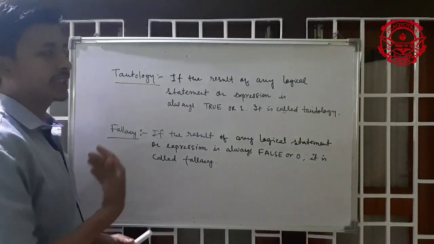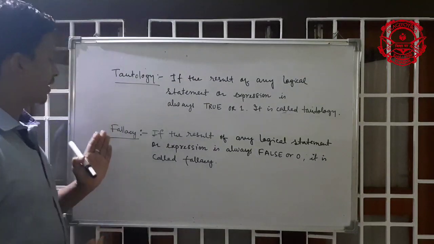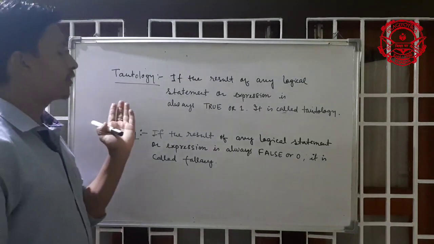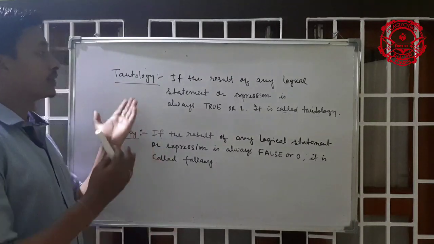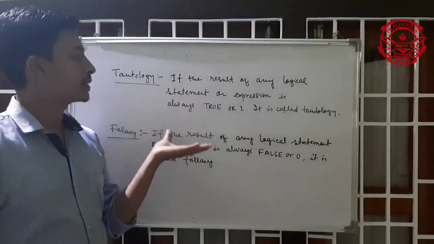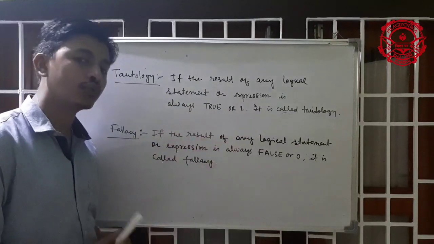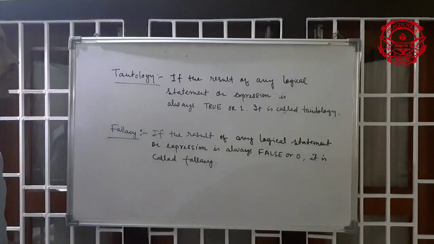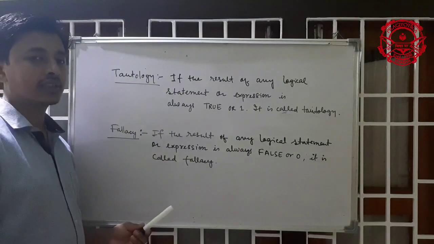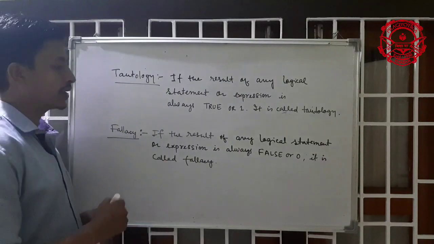Now the next thing is what is tautology and what is fallacy. Okay, first we have to know what is tautology. Tautology means, if the result of any logical statement or expression is always true, that is one, it is called tautology.